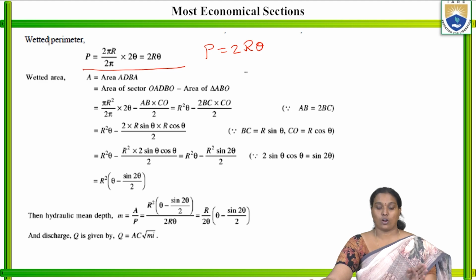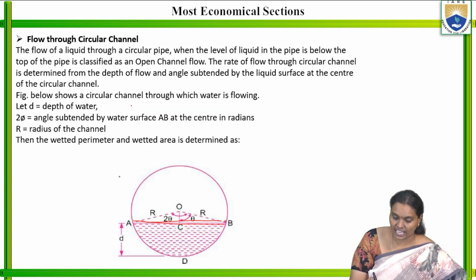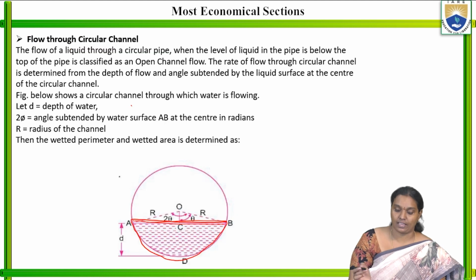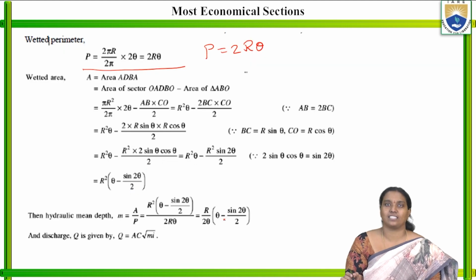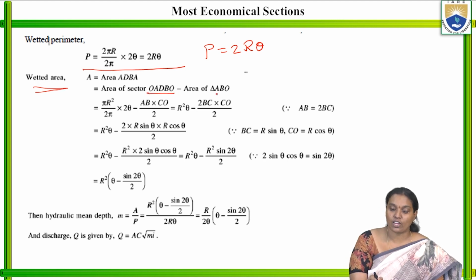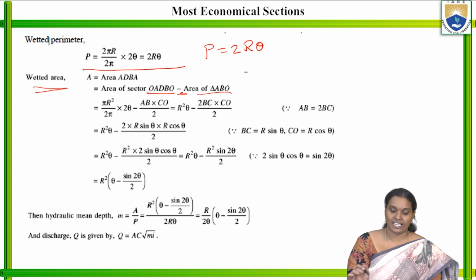Wetted area. Till now we considered area, but coming to this circular section, the wetted area is the area ADBA that we are considering here. So the area of sector OADBO minus the area of triangle ABO gives the wetted area. This is the wetted area after all the calculations.